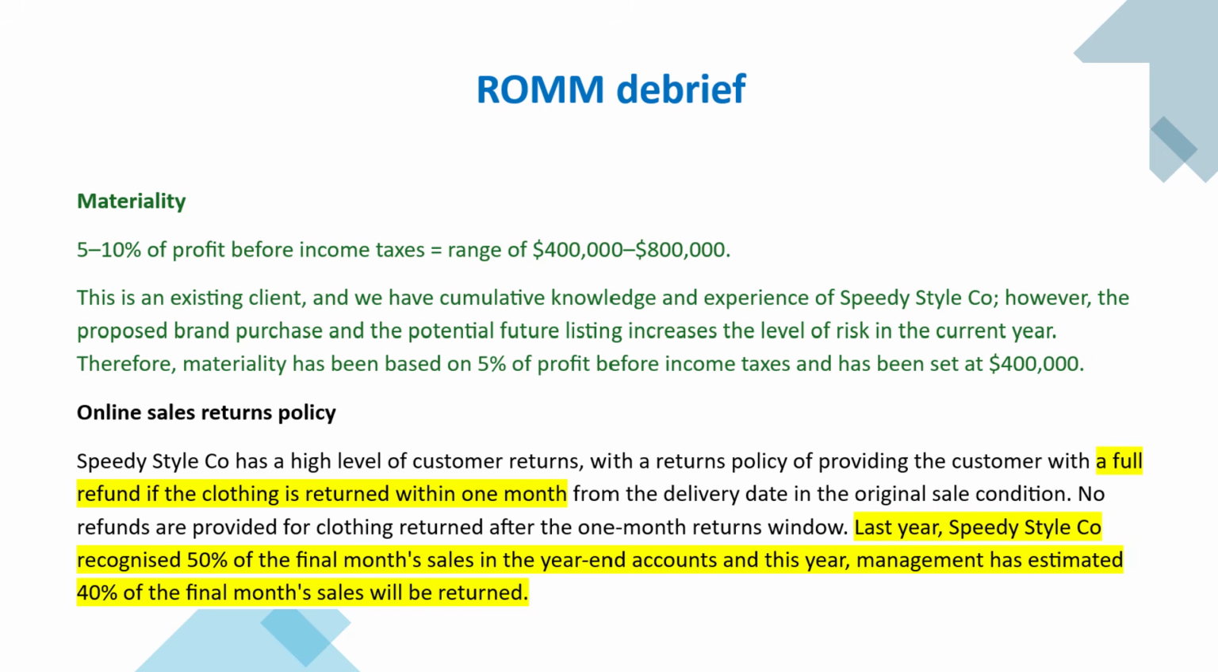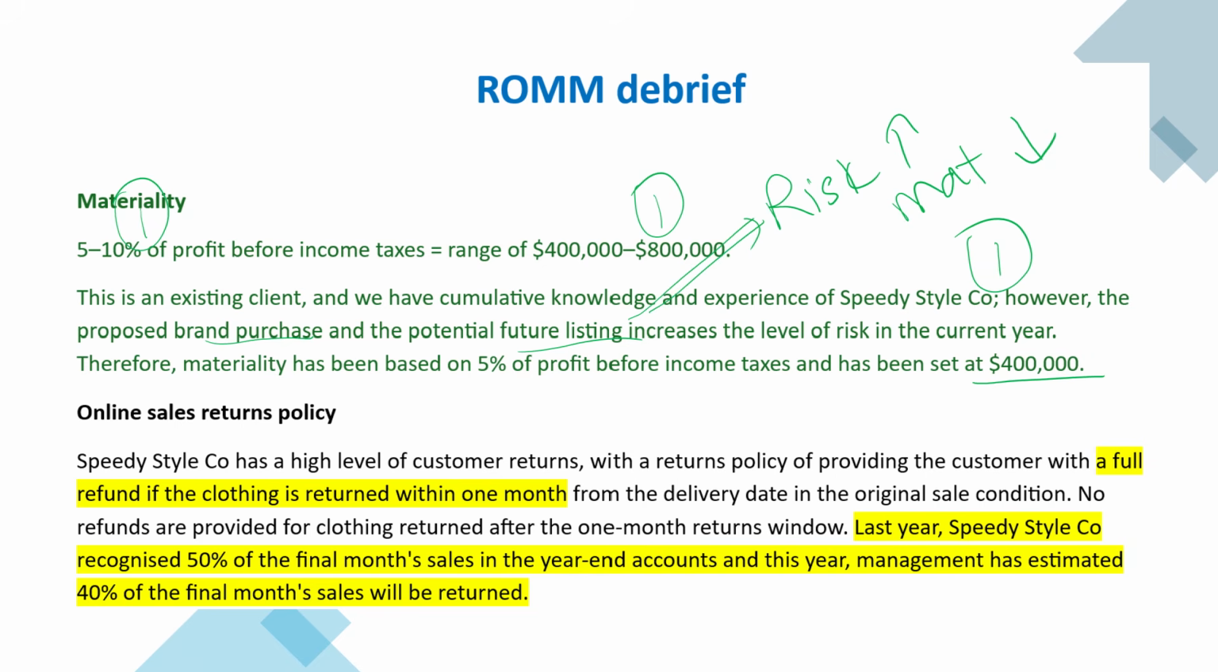We'll start by, of course, getting my easy marks. 1 mark for the range, 1 mark for the calculation, and 1 mark for the justification. So if you note, the examiner has picked up words from the scenario. This is the proposed brand purchase and potential listing, and because of that, I'm using the lower range. Remember, from AA, when risk goes up, you have to decrease your materiality. And I've justified how this is a risky client by using words from the scenario, which is why I've chosen the lower end of the benchmark.